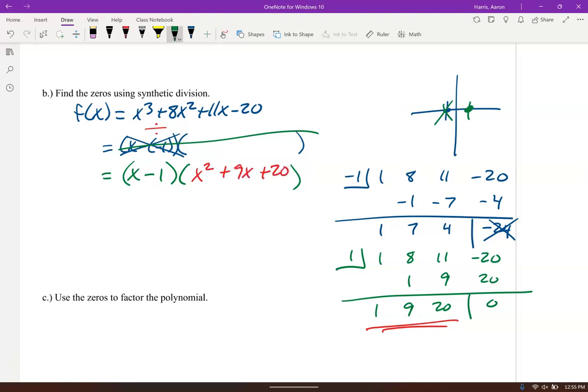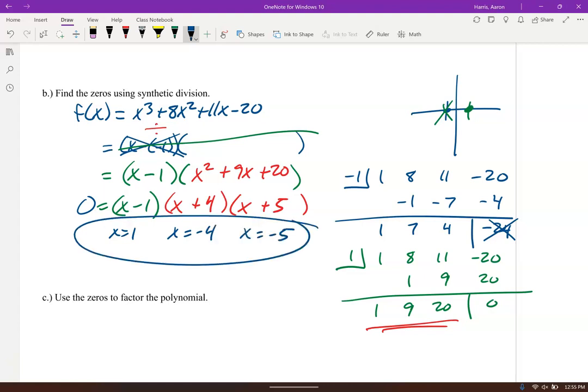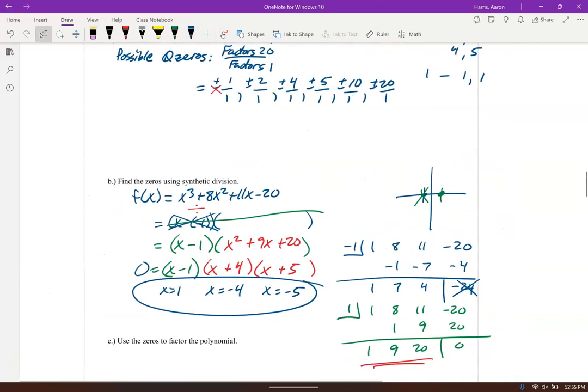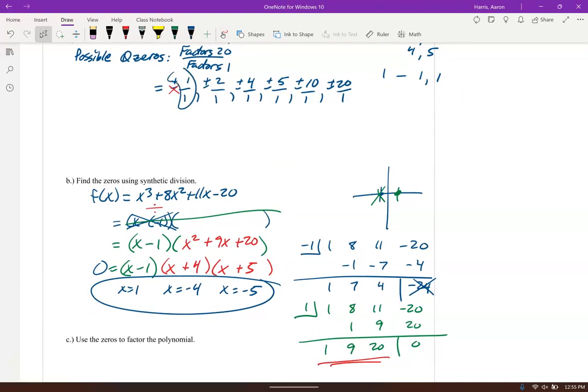And now the nice thing is I have a quadratic at this point, so I can just factor it straight up. x squared plus 9x plus 20 factors into x plus 4 and x plus 5. And now I can find all my zeros: x equals 1, negative 4, and negative 5. And notice all three of those were listed. 1 was there, negative 4 was right there, and negative 5 was also listed right there.